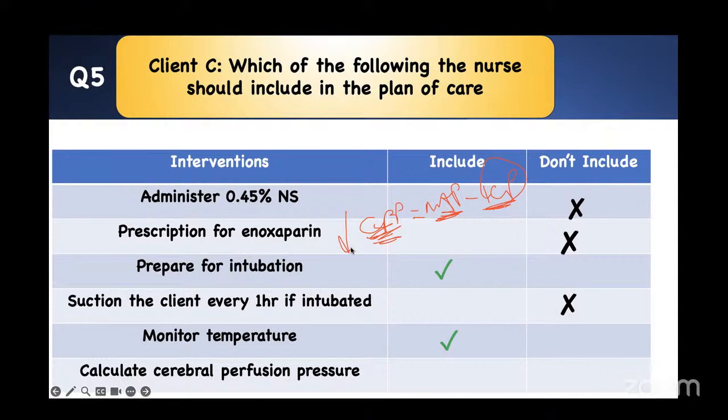We want to improve cerebral perfusion pressure. So the nurse should be able to calculate cerebral perfusion pressure by titrating the mean arterial pressure. And so this is a critical thinking question. Like you got to improve your MAP in order to overcome the increase in ICP so that your CPP may be enough to provide perfusion to your brain. This is critical thinking.